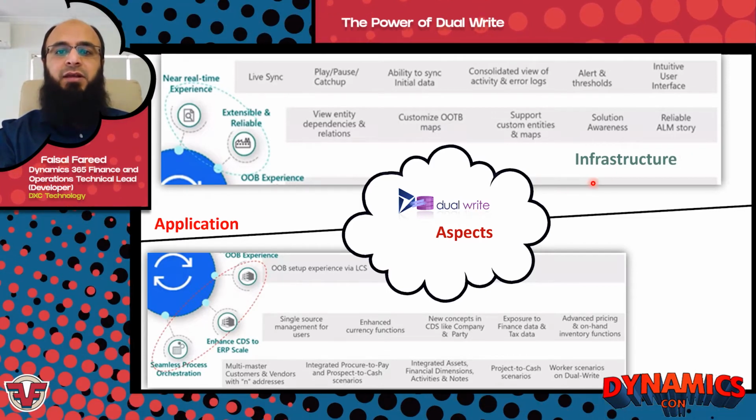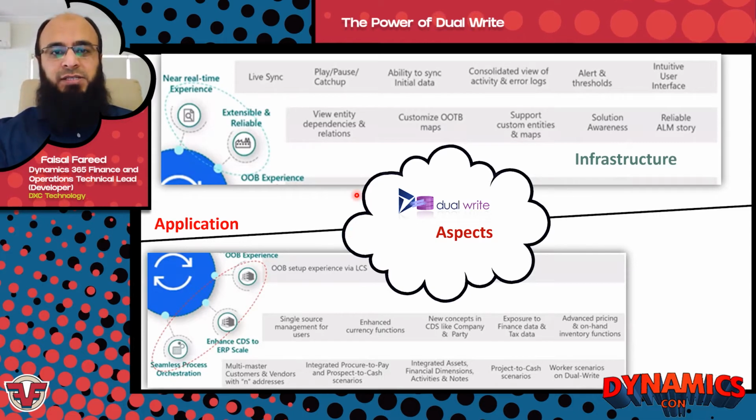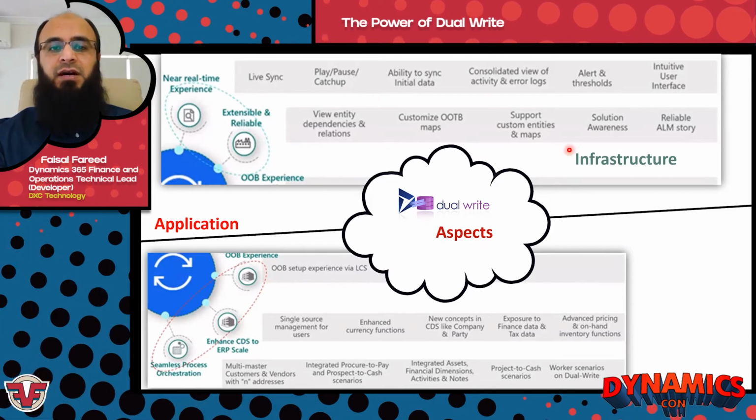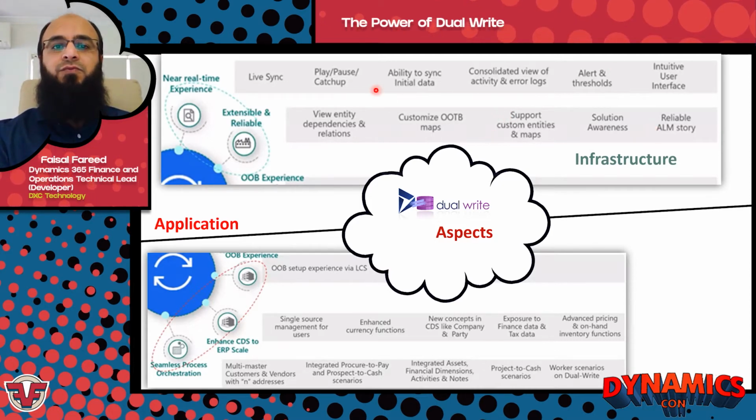The infrastructure aspect provides you the complete infrastructure, a complete tool where you can create your mappings, add or remove fields, define your custom entity mappings, define alerts, and define your initial sync data. You can also start and pause all the entity mappings here. I'll show you all the screens shortly, but these are called the infrastructure capabilities of dual write.